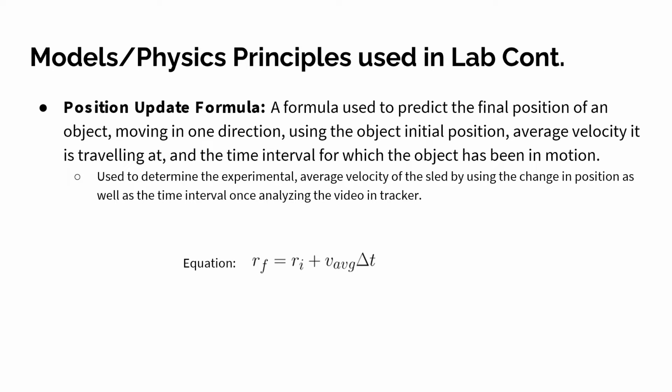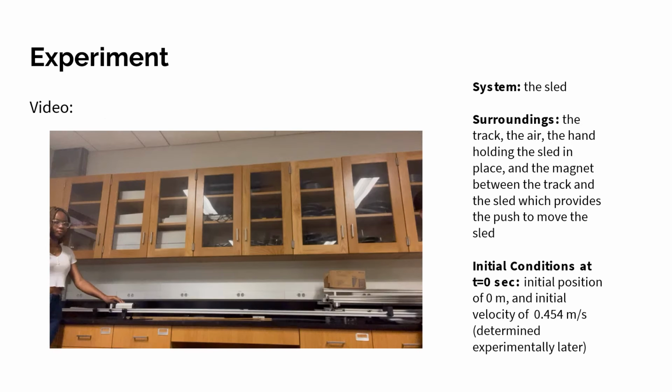The position update formula is a formula used to predict the final position of an object moving in one direction, using the object's initial velocity, average velocity, and the time interval for which the object is in motion, as seen down below. We're going to use this to determine the experimental average velocity of the sled by using the change of position as well as the time interval once analyzing the video and tracker.